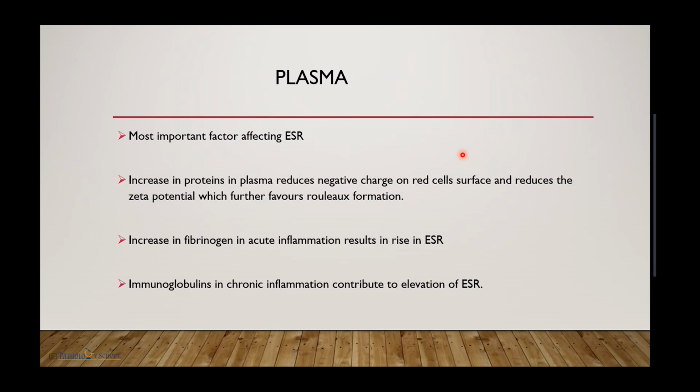The plasma is the most important factor affecting the ESR. Whenever there is an increase in plasma protein, it reduces the zeta potential, which is normally present on the RBC surfaces, and normally the RBCs repel each other. But whenever there is an increase in protein in the plasma, it reduces that negative charge on the RBC surface, and hence the zeta potential, and further favors rouleaux formation. So an increase in fibrinogen in acute inflammation results in a rise in ESR, while immunoglobulin in chronic inflammation contributes to the elevation in the ESR.